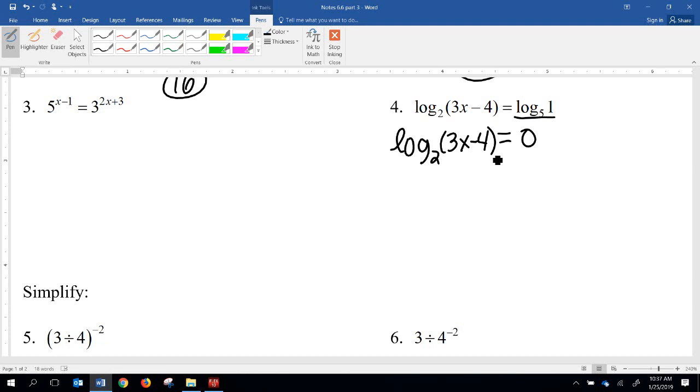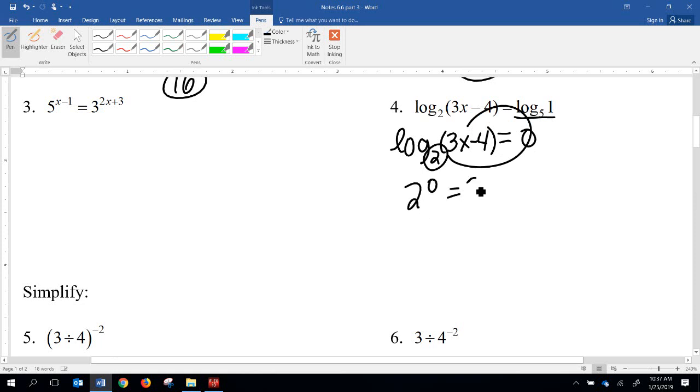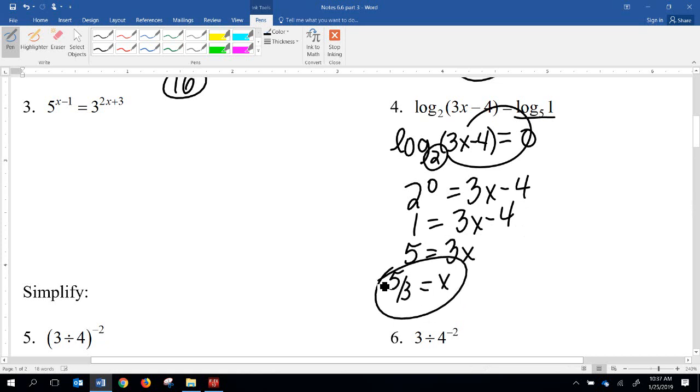Good. Okay, a lot of people have it. Let's take a look at it now. So we have to swirl this around to create it so that it would be exponential. So it's 2 to the 0 equals 3x minus 4, written in exponential form. So this is 1. We add the 4, we get 5. We divide by the 3, we get 5/3. Good job. I saw a lot of people get that.